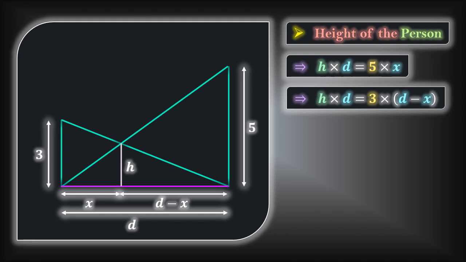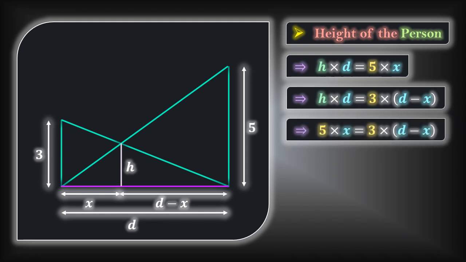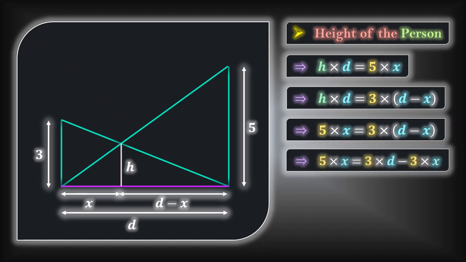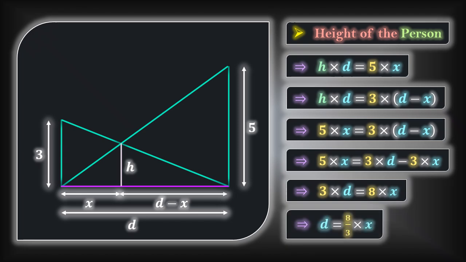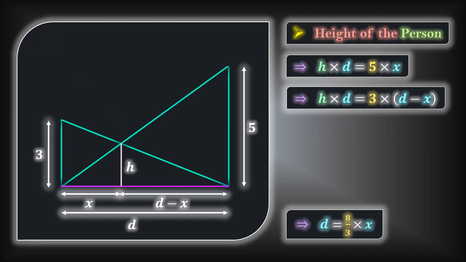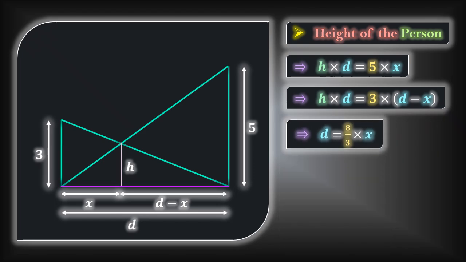From these two equations, we can deduce that 5 multiplied by x is equal to 3 multiplied by the quantity d minus x. This implies that 5 multiplied by x is equal to 3 multiplied by d minus 3 multiplied by x. Therefore, 3 multiplied by d is equal to 8 multiplied by x. This means that d is equal to 8 divided by 3 multiplied by x.